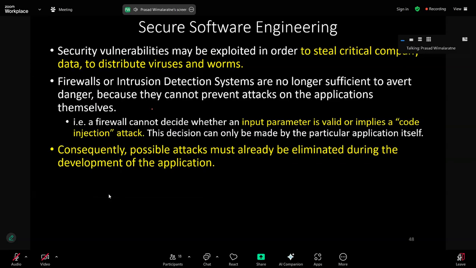Building secure software is very, very important as well, because, for example, firewalls cannot prevent attacks on their own. If there's a firewall, it cannot decide whether an input parameter is valid or a code injection attack, so you may not be able to detect it sometimes. Only the application can make that decision properly in some instances. So the attacks must be eliminated during development. The possible problems have to be eliminated during the early phase of the life cycle.